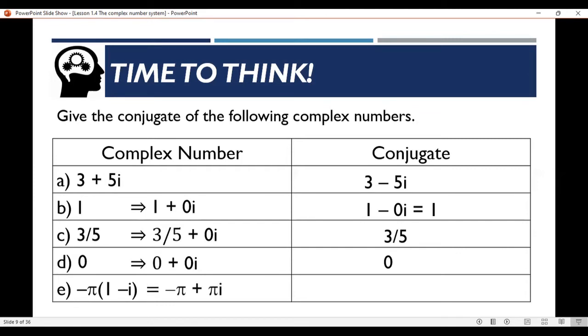And its pure imaginary part is plus pi I. But once you take the conjugate, it becomes minus pi I. Okay, so negative pi minus pi I. Okay? We are okay with complex numbers, also with the conjugate.